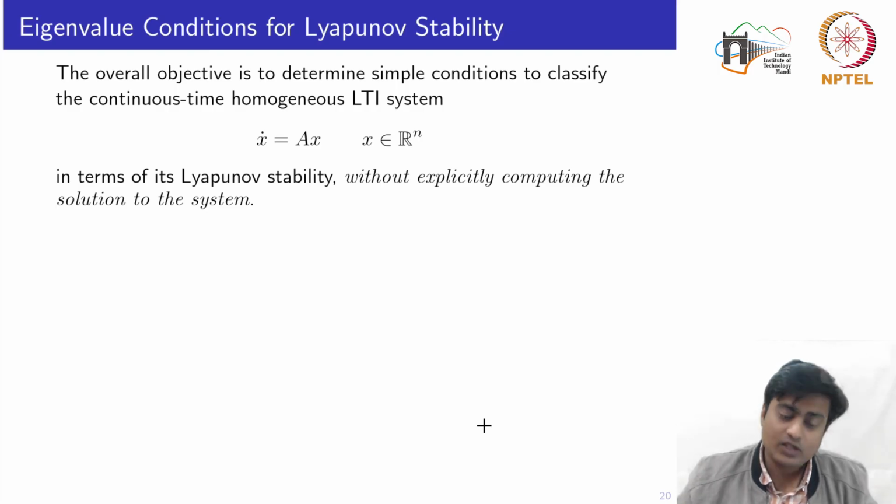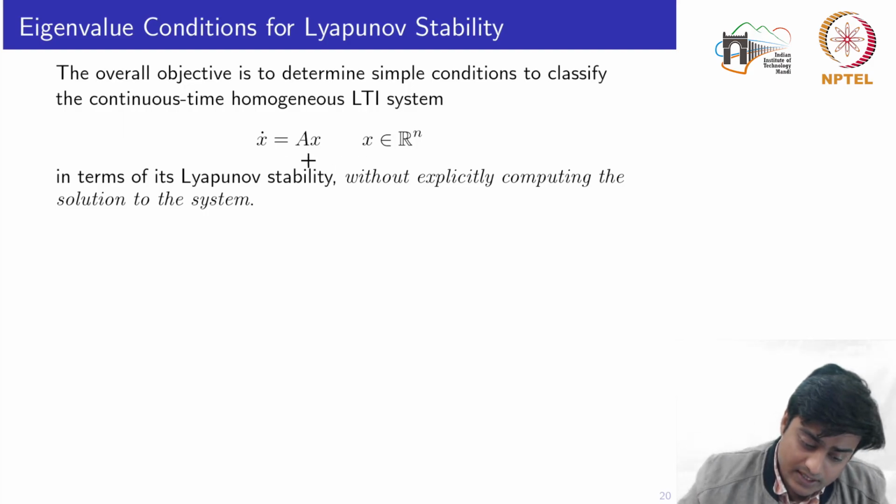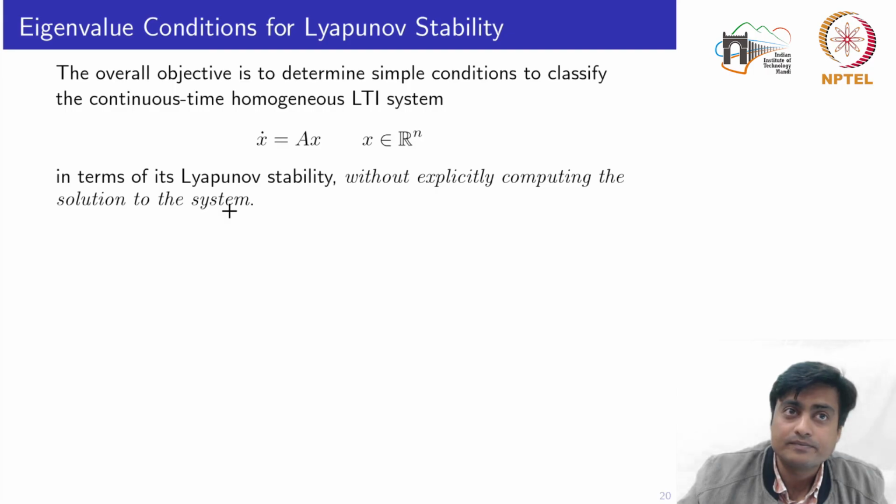So let's see the eigenvalue conditions for the Lyapunov stability. This is in fact the first test of determining the stability, where you do not need to compute the solution of the system. As already said, we are starting with the linear time invariant system, where the A matrix is no longer time dependent. So we want to determine the stability without explicitly computing the solution of the system.